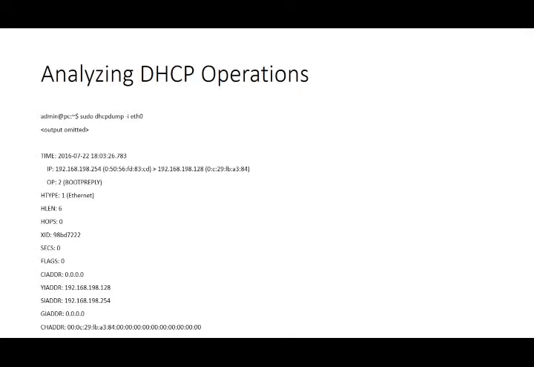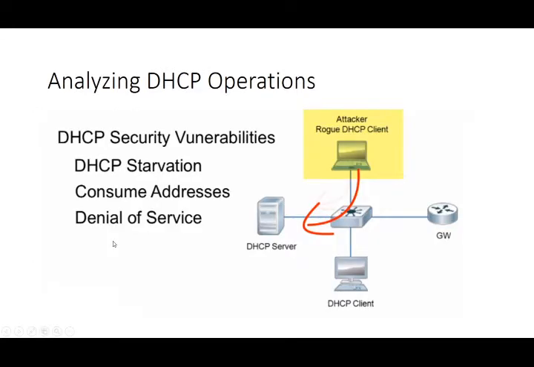So now that we have a better idea of how DHCP works, we need to understand some DHCP security vulnerabilities. These include DHCP spoofing and DHCP starvation. In DHCP spoofing, the attacker inserts a rogue DHCP server into a network. When a client sends out a DHCP discover packet, the rogue DHCP server responds with a DHCP offer packet before a valid server can.